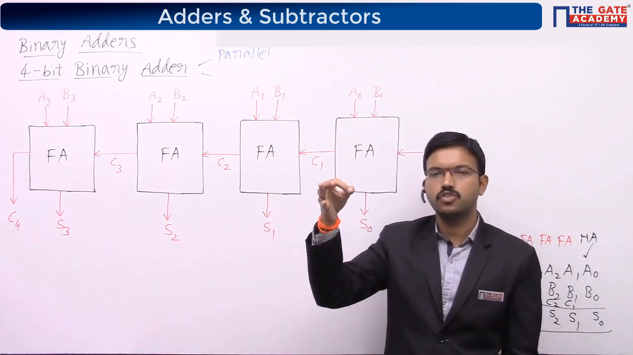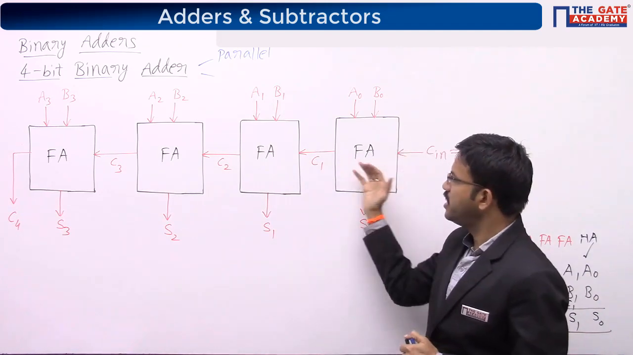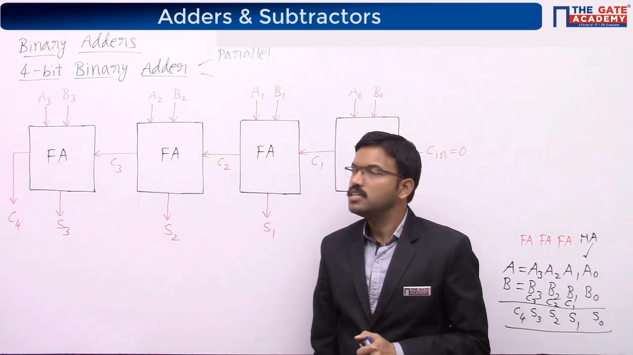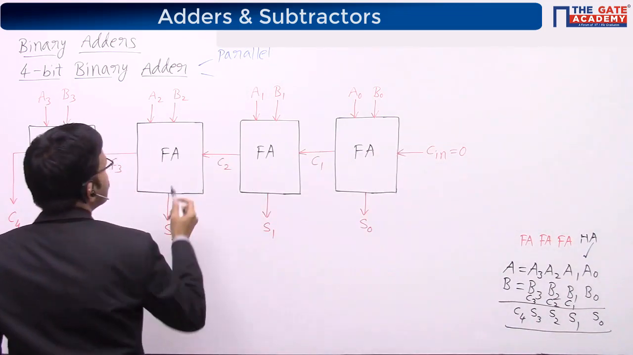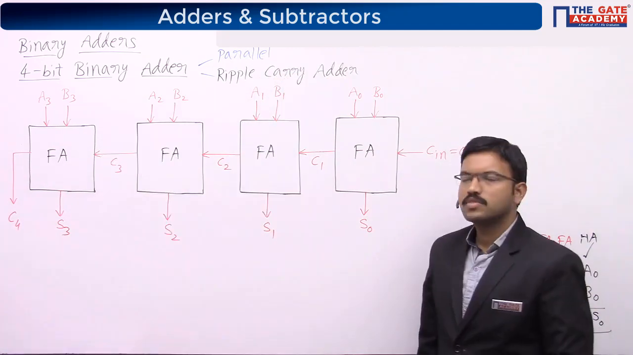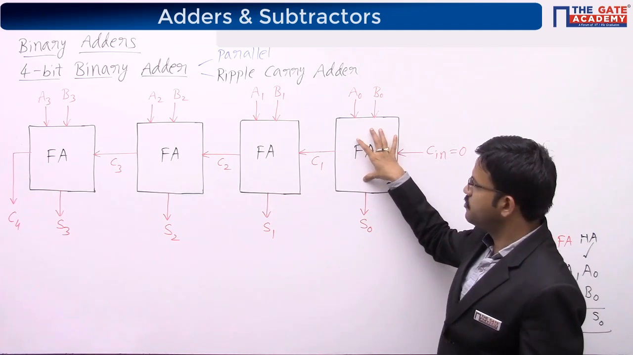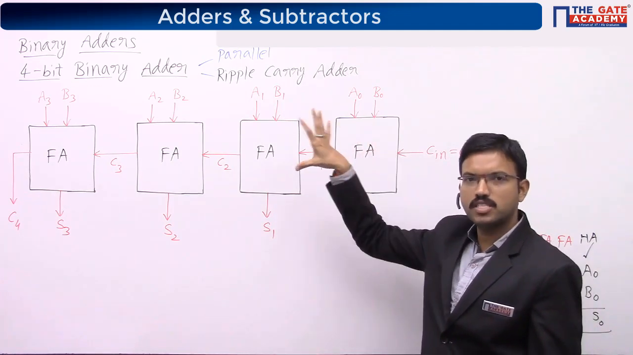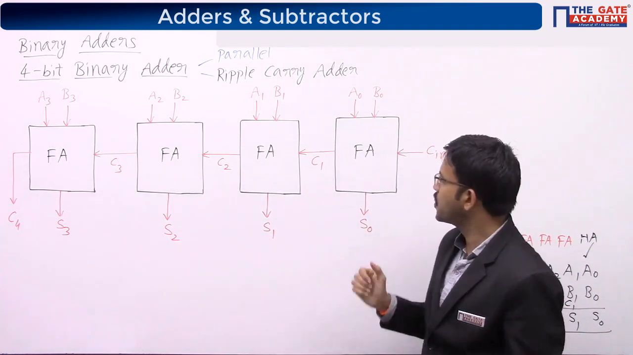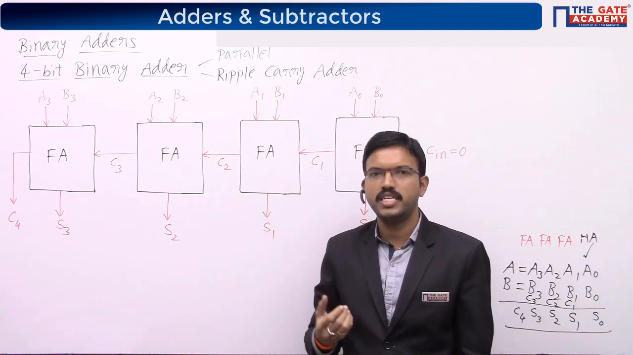When you drop a stone in the water, what will happen? The waves will spread, right? Similarly here, the carry propagation is taking place like this. Hence we can call this a 4-bit ripple carry adder. If carry generation is not taking place, inside the full adder we have exclusive OR gates, AND gates and OR gates, as seen earlier. Ideally there won't be any propagation delay, but practically there will be delay, right?